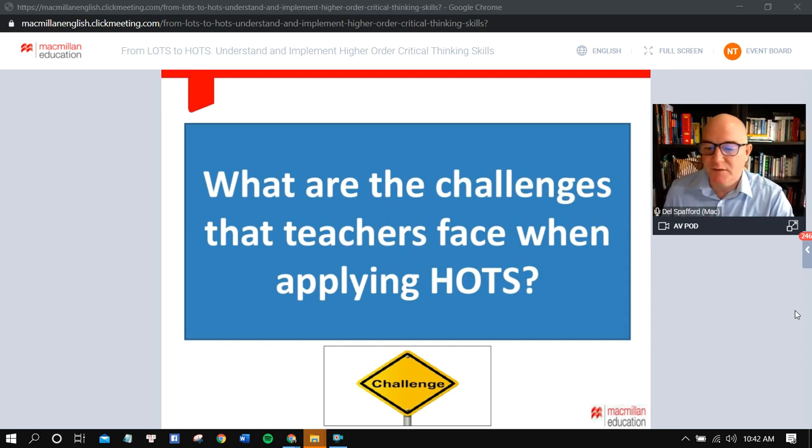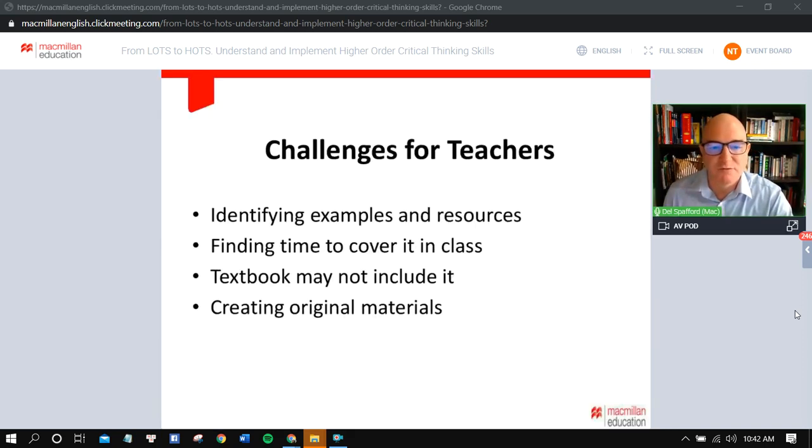So let me just summarize what I think you guys have just said. So if we think about something that John had mentioned there, understanding activities. So identifying examples and resources. Where's the help that we need to cover this in the classroom? Finding time to cover it in class, of course. So my feeling is we need to integrate this into what we do in the classroom. The textbook may not have it, which again increases the amount of time. And then creating original materials.